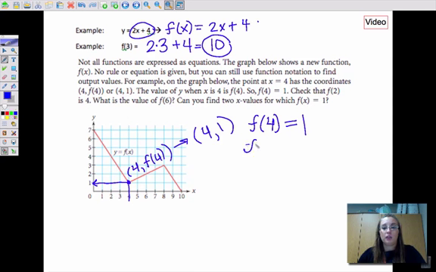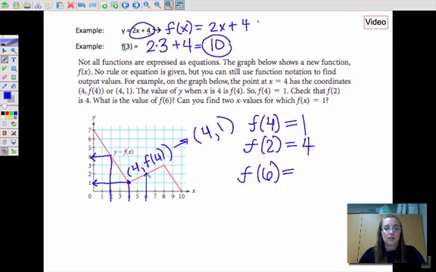f of 2 is another example they use. f of 2 is 4 because if you go to when x is 2, when an input of 2 happens, then the output is 4. All right? So it says, what is the value of f of 6? Another example of this would be if you look at when input is 6, you find that point and you go over and you see that f of 6 equals 2.